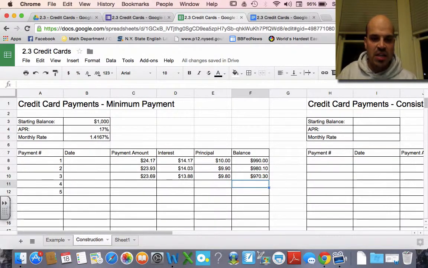Based on this, you should actually be able to calculate your payment amount and your interest and your principal and your balance. You should be able to figure out what these formulas are. Now, there's a little bit of a catch to this.